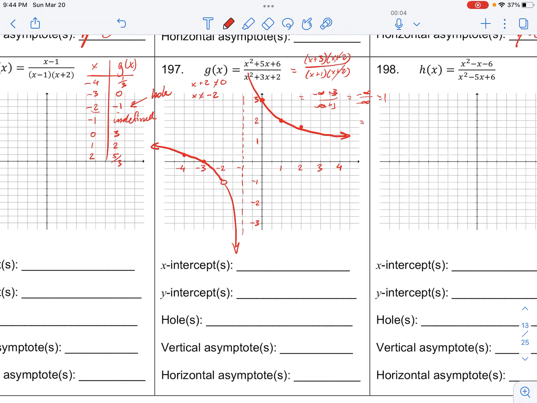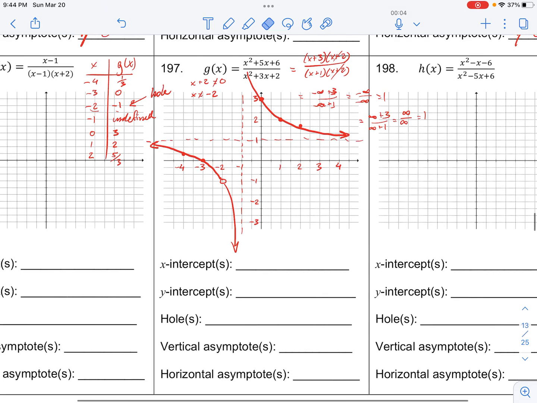If we plug in infinity for x, we get infinity plus 3 over infinity plus 1. Infinity is very large compared to 3 and 1. So we can essentially say that that's equal to infinity over infinity, which simplifies to 1 as well. So our horizontal asymptote occurs at y equals 1, which is this line here, y equals 1.